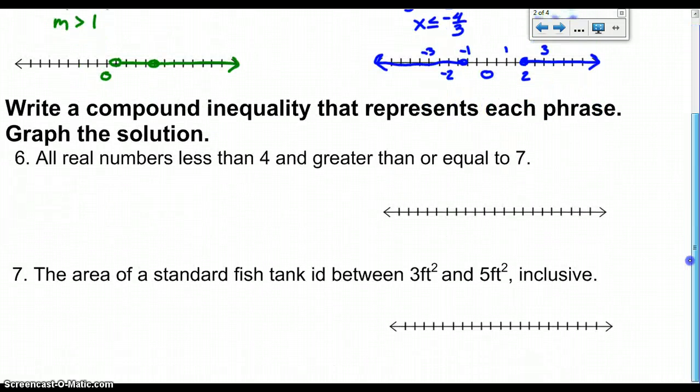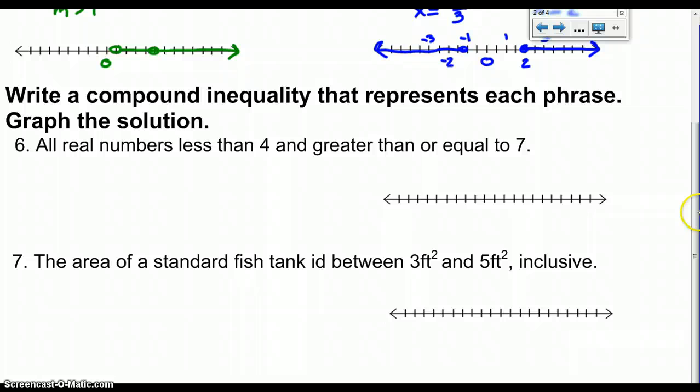We're going to move on to number 6 and 7. Okay, for number 6 and 7, we write a compound inequality that represents each phrase, then graph our solution. So all real numbers less than 4. So we're going to put a 4 here, and it's all real numbers less than 4.